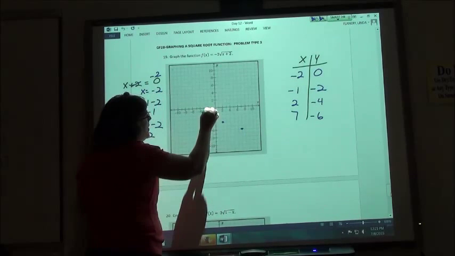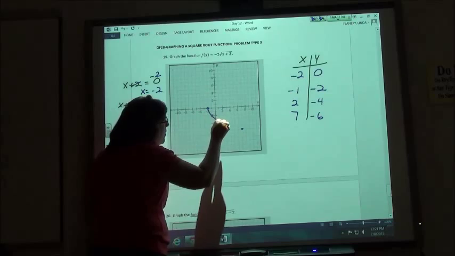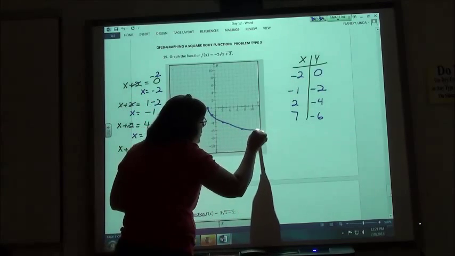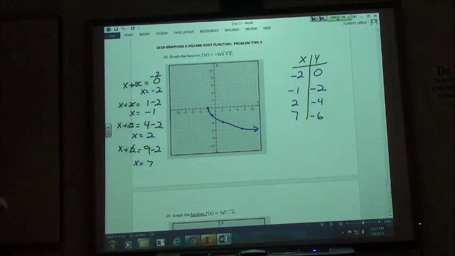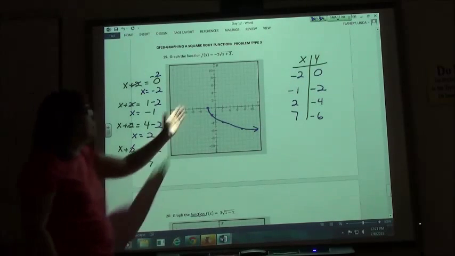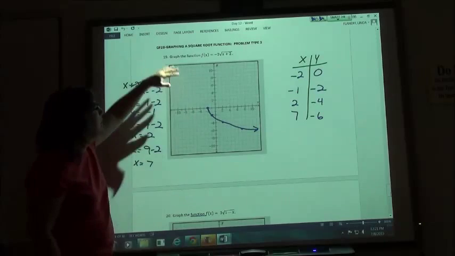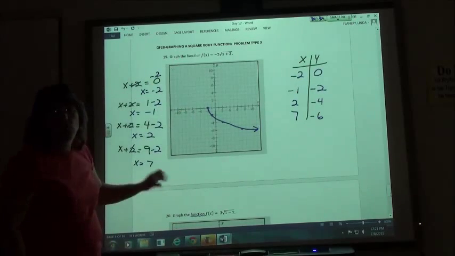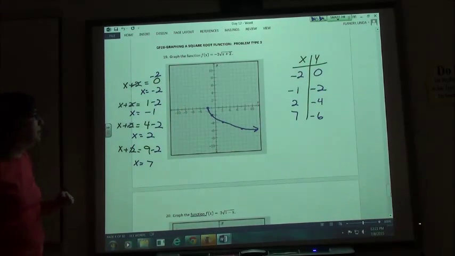When you hit the graph button then, it's going to start here, curve down, and shoot off that way for the rest of my graph. And so that's what my square root function is going to look like. It's going to have an end point and only go in one direction because all the square roots of the negatives are undefined.